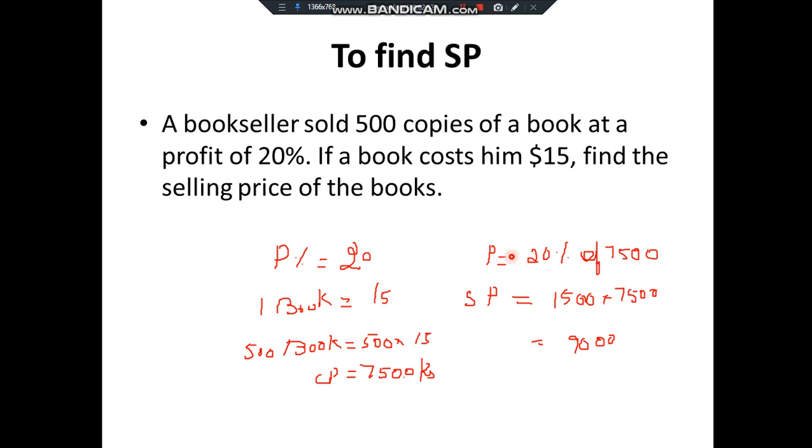Now what we'll have to find? Selling price. Selling price is nothing but cost price plus profit, which is 1,500 plus 7,500. Finally, you'll get the answer as 9,000. Hope you understood. See next question.